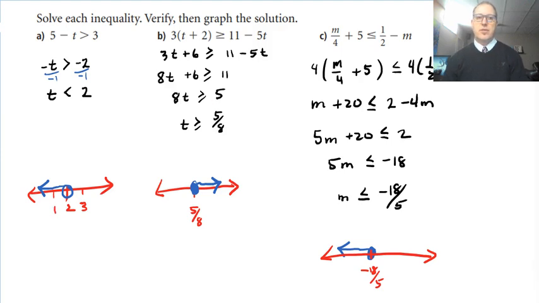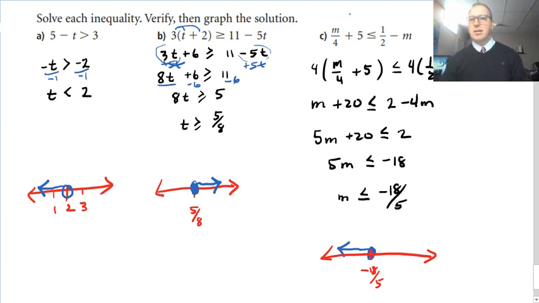So for the second one, all right, we need to expand this. We need to multiply that through. So that's 3t plus 6. Keep that sign and write everything else out the same. Now we're going to gather like terms. So terms that are the same on both sides, we need to get them onto the same side. So I added 5t to both sides to get 8t over here. Then I subtracted 6 from both sides to get this step. And t here, once we divide by 8, is greater than or equal to 5 over 8.